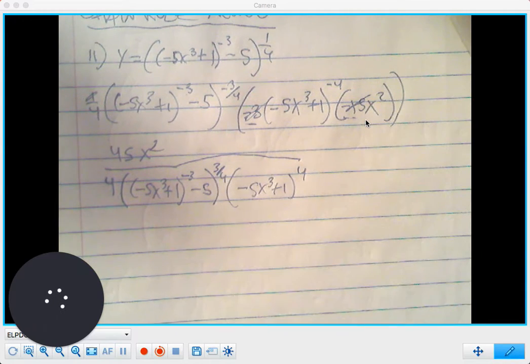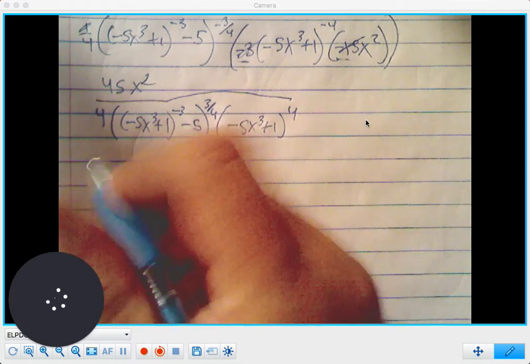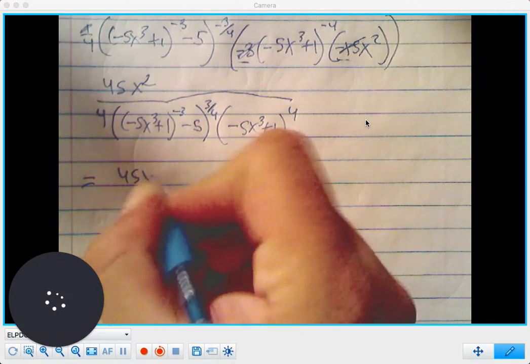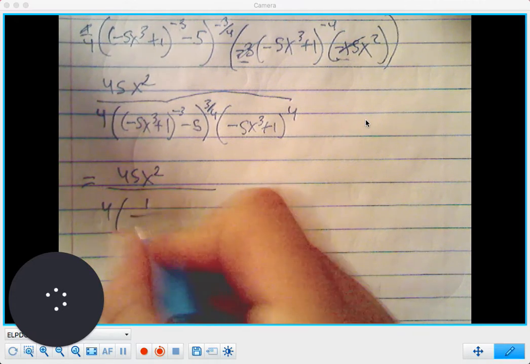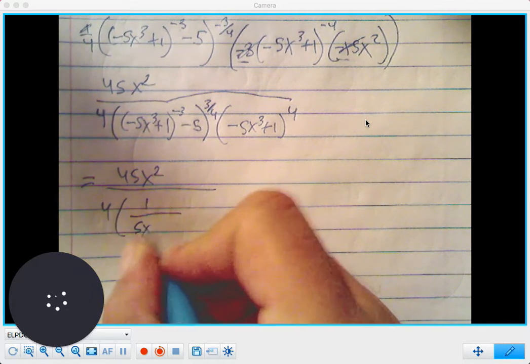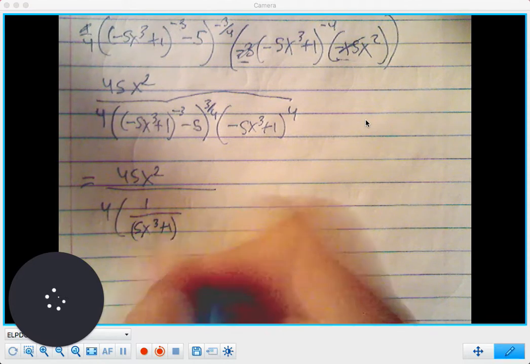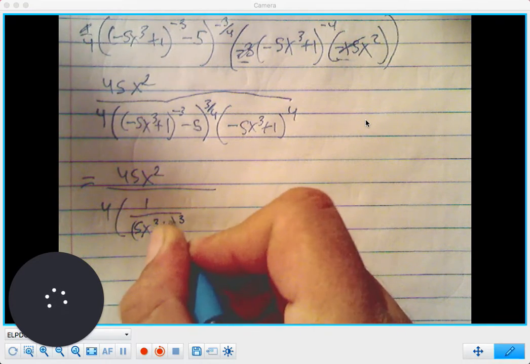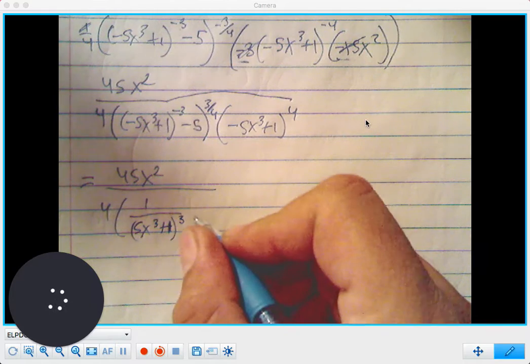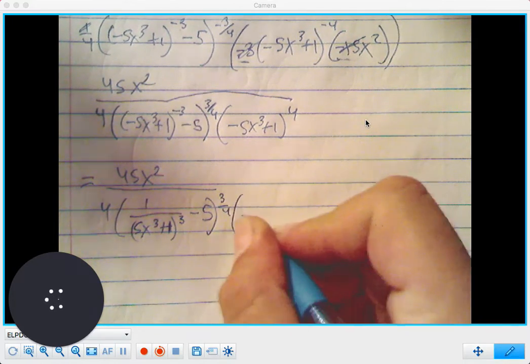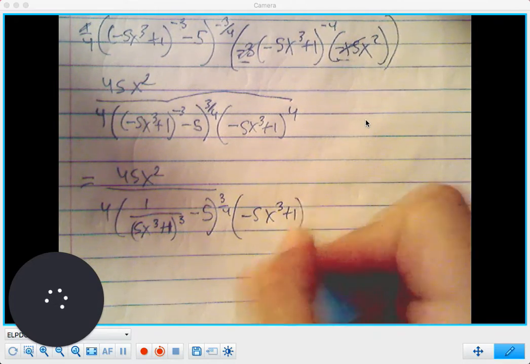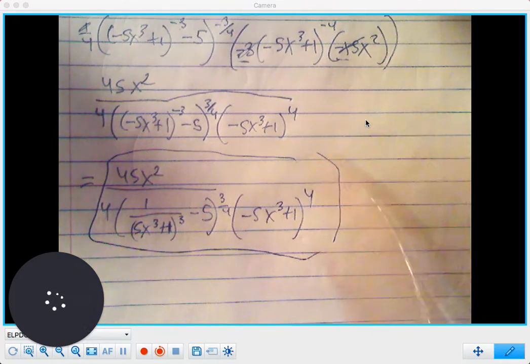Let me just do it. So this would be the final answer, 45x squared over 4 times 1 over negative 5x cubed plus 1 quantity cubed, minus 5 to the 3/4, and then negative 5x cubed plus 1 to the 4th. So this will be the final answer. Cool?